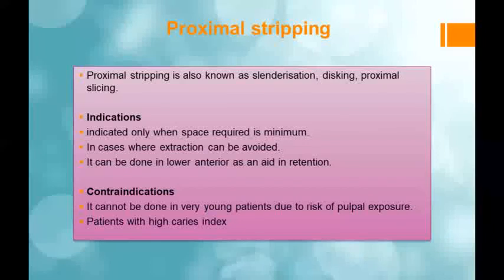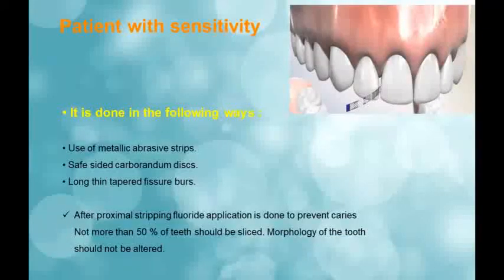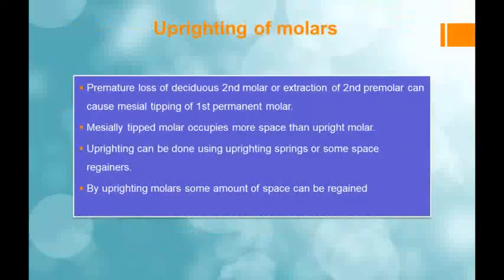It is contraindicated in patients with a high caries index, or in very young patients due to the risk of pulpal exposure, or if the patient has sensitivity. It is done by use of metallic abrasive strips or a safe-sided carborundum disc and a long thin taper fissure bur. After proximal stripping, fluoride application is done to prevent caries. Not more than 50% of the tooth should be sliced, and morphology of the tooth should not be altered.